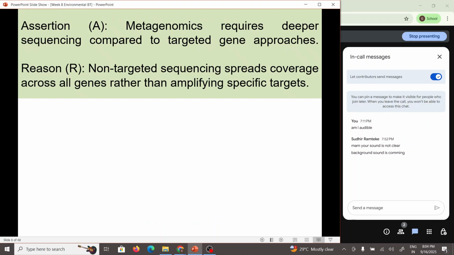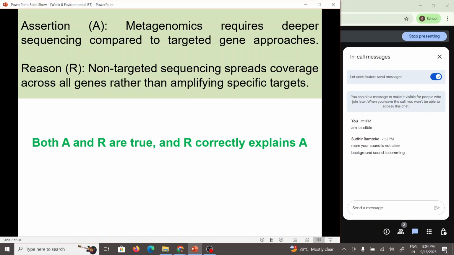So next one is an assertion and reasoning question. In this, the assertion is that metagenomics requires deeper sequencing compared to the targeted gene approach. Just before, we saw that the assertion is of course right. In metagenomics, it is not a targeted gene approach, so we need deeper sequencing to eliminate biases. And next, the reason is non-targeted sequencing spreads coverage across all genes rather than amplifying specific targets. This is also true.